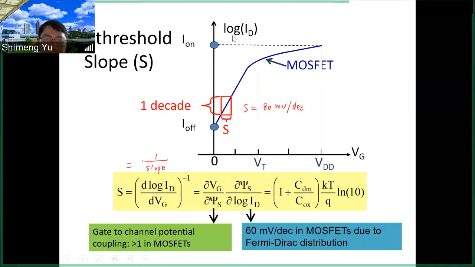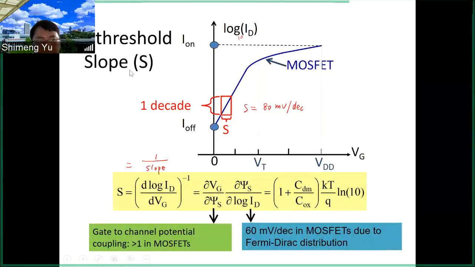The slope here is the log ID, based on log 10, with respect to the gate voltage change. So it's a derivative of the log ID with respect to the gate voltage, and then it's 1 over that. That is the slope, and it has a unit, millivolt per decade. If you reduce the current 10 times, you reduce the voltage by 80 millivolts in this case.